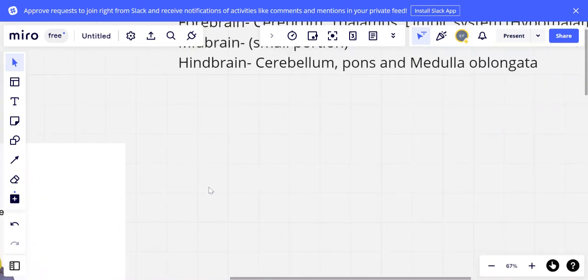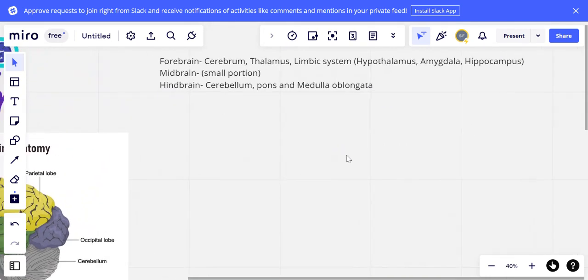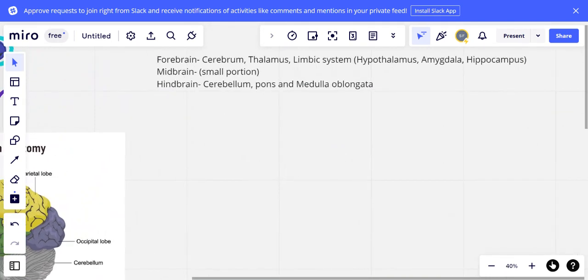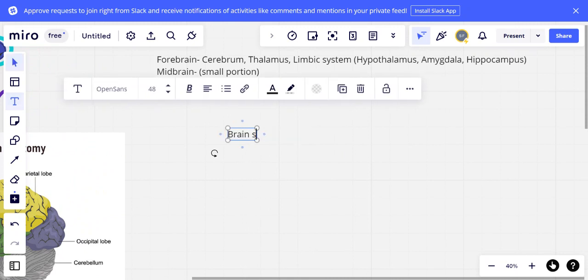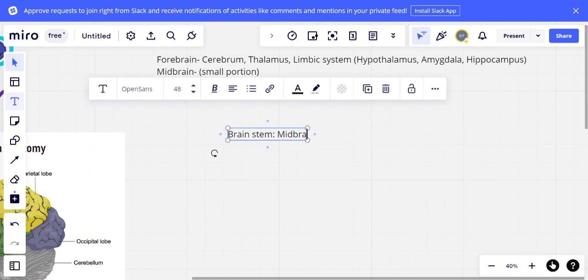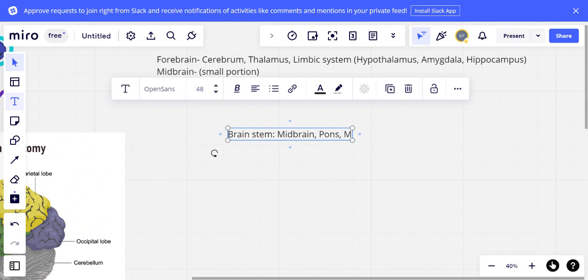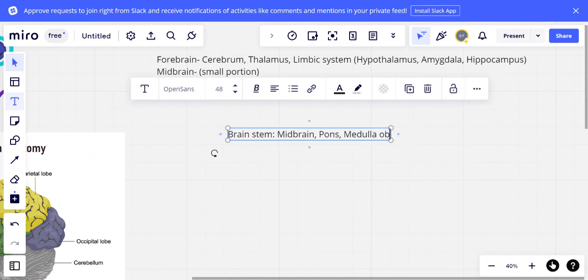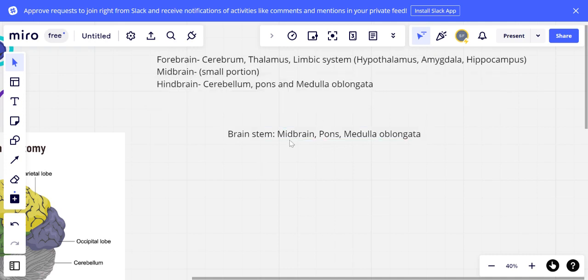Then there's one more terminology that I want you all to be familiar with, and that is brainstem. So what all comes under brainstem? Let me try typing here. Yeah. So brainstem has your midbrain, then it has pons, then it has medulla oblongata. What doesn't it have? It doesn't have cerebellum. So just remember that. So brainstem is basically midbrain, pons, medulla oblongata.